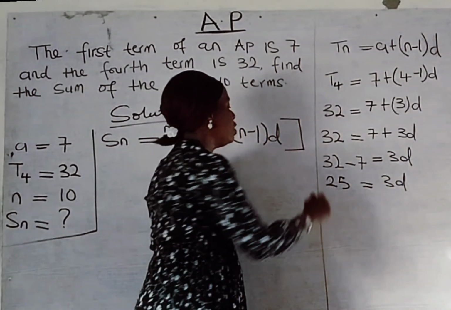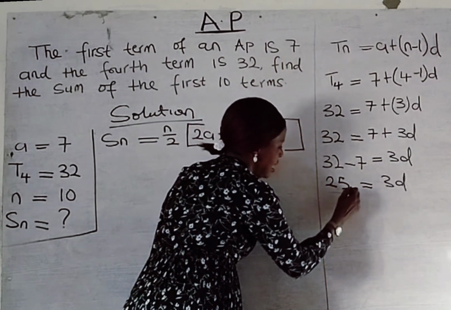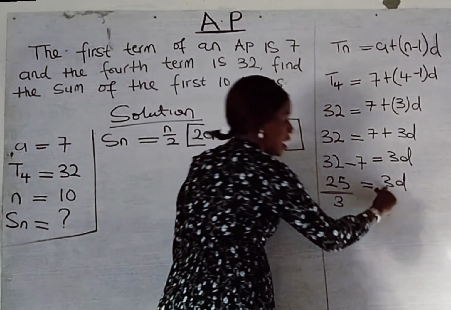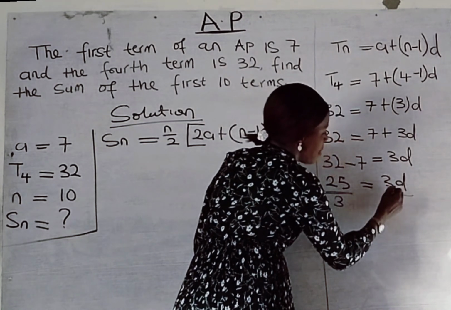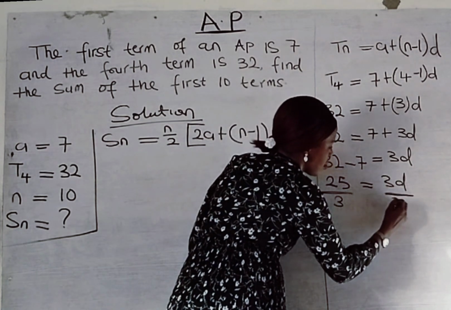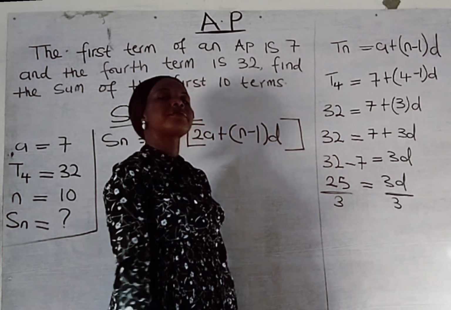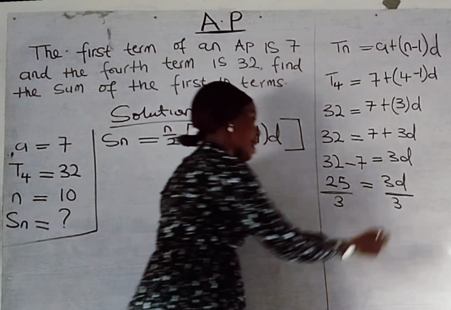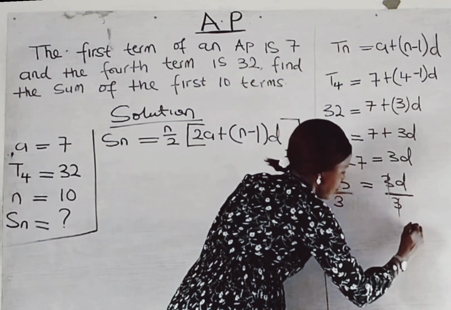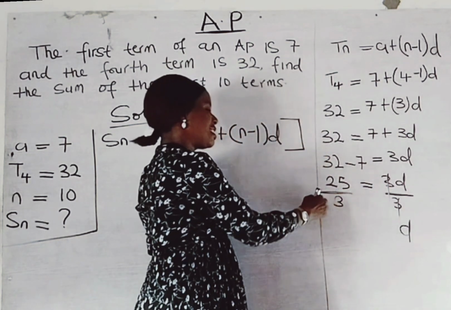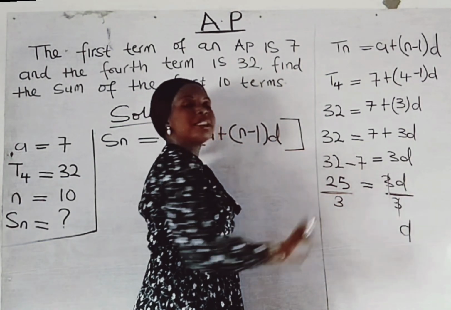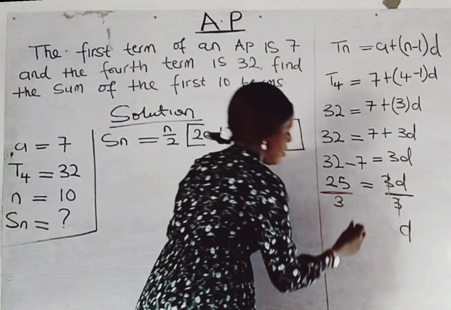So I will say 25 divided by 3 is equals to 3d divided by the same 3. If I divide now, d will stand alone. This side, I don't want to divide it because if I divide it, it will give me a mixed fraction. So I'll leave it like that. Alright.